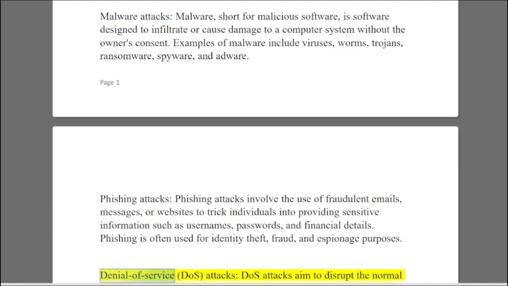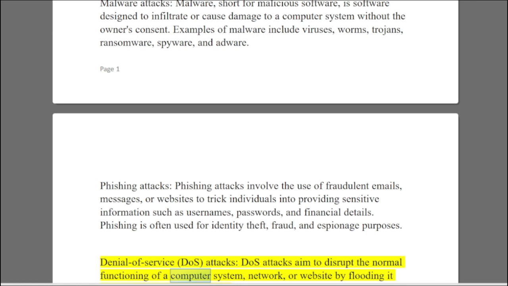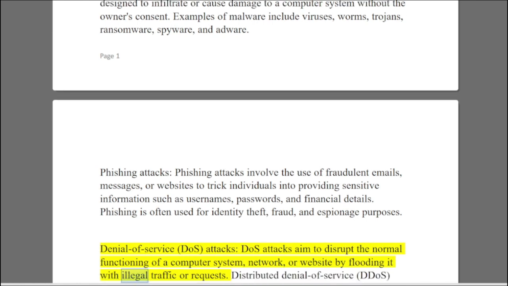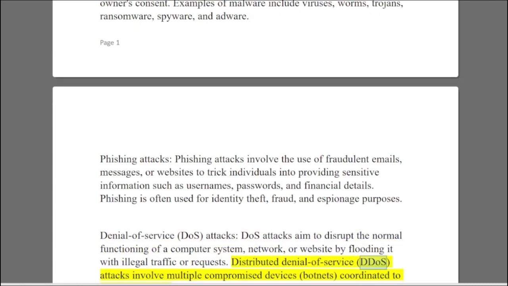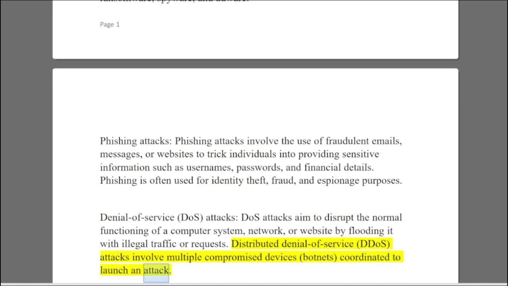Denial of service, DoS attacks. DoS attacks aim to disrupt the normal functioning of a computer system, network, or website by flooding it with illegal traffic or requests. Distributed denial of service, DDoS attacks involve multiple compromised devices, botnets, coordinated to launch an attack.